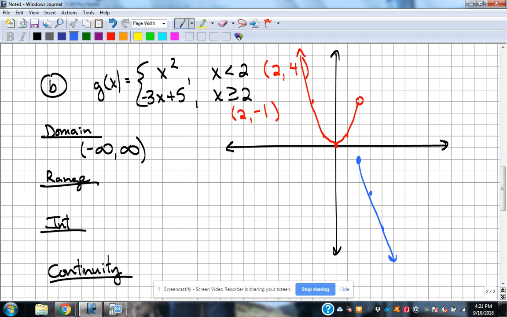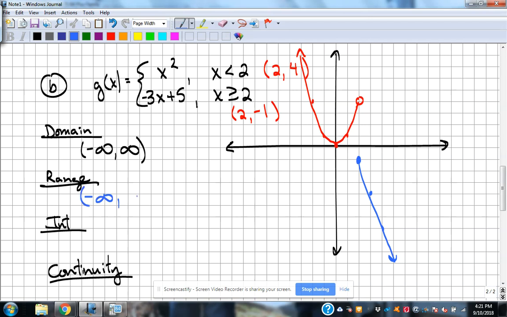Remember, when we're finding range, we're going up and down. We're going to start at the bottom. What's the lowest y value that we see? Negative infinity. Because this keeps going down forever, our range is going to start at negative infinity.